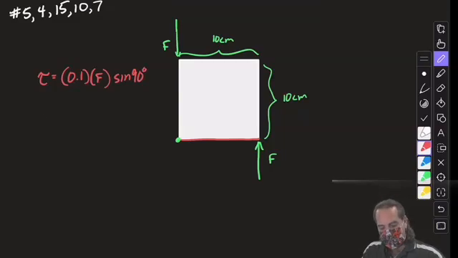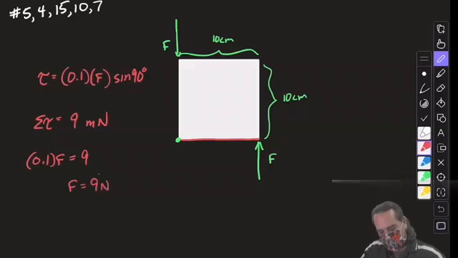All right. They say that the net torque has to equal, in my question, which might be different than yours, 9 meter newtons of torque, although they want you to type it as Newton meters, apparently. Never heard that, but this book is always like that. So 0.1 times F equals 9, so the force has to be 9 newtons. That's it. Questions about that?